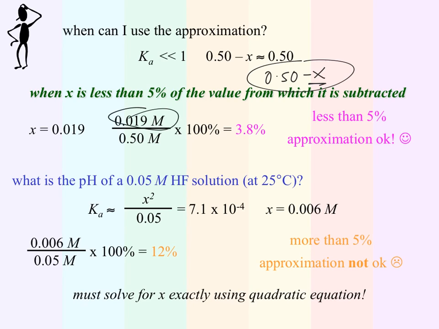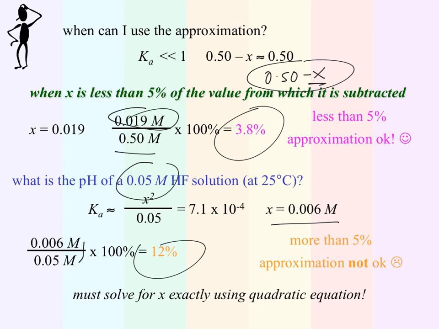So what we do is we take that x value, divide it by our 0.5 molar, and multiply by 100. In that case, that gives us 3.8%. That's less than 5%, so the approximation in that situation would have been okay. Now, if we had been dealing with a different concentration of solution, the same thought process would apply, and if we had tried the approximation method, we would have established that x is equal to 0.006. 0.006 divided by 0.05 times 100 gives you 12%. So in this situation, the approximation method would not have been appropriate, and you would have needed to use the quadratic equation in order to solve for your x value.